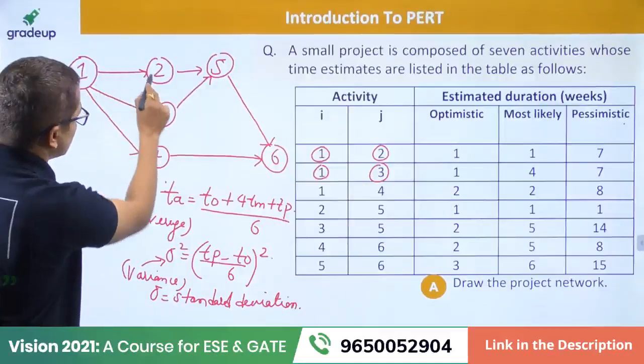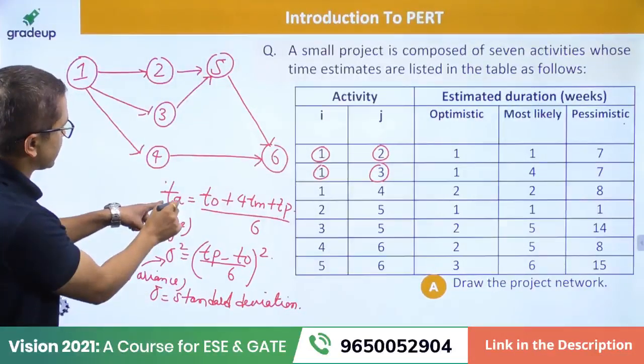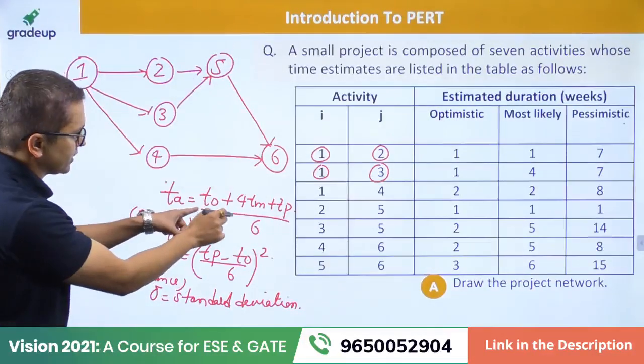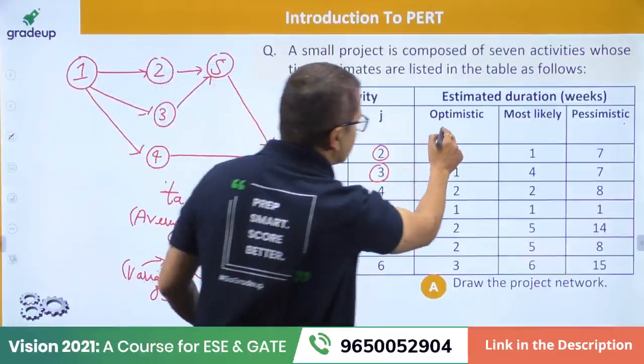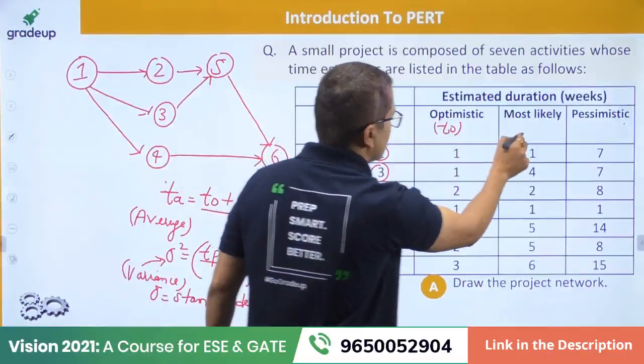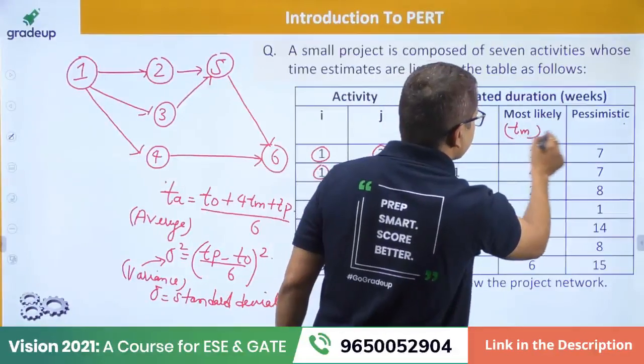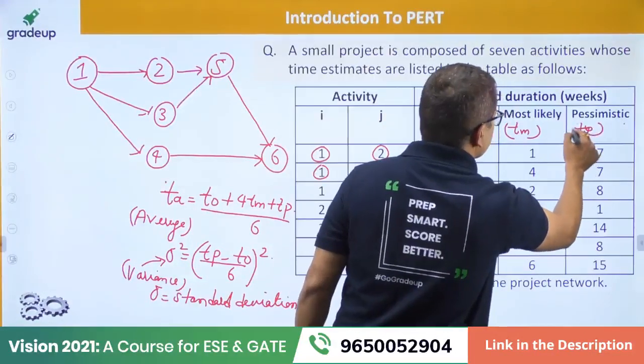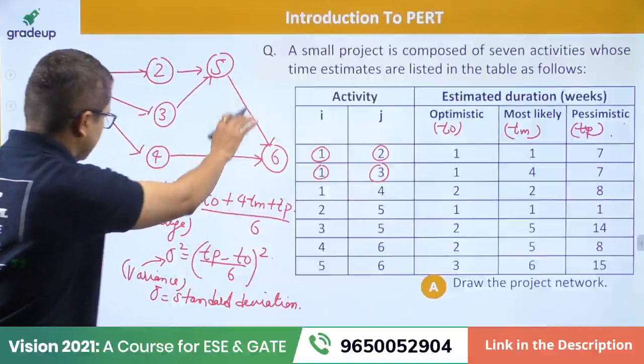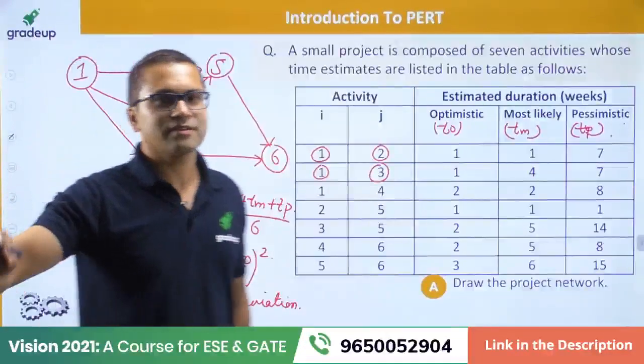Let's say for 1, 2, how much are you getting for average time? All right, 2, 5, how much are you getting for the average time? You already have this. Optimistic is To, most likely is Tm, pessimistic is Tp. Can you please just tell me all of these times? Just take your time, guys.